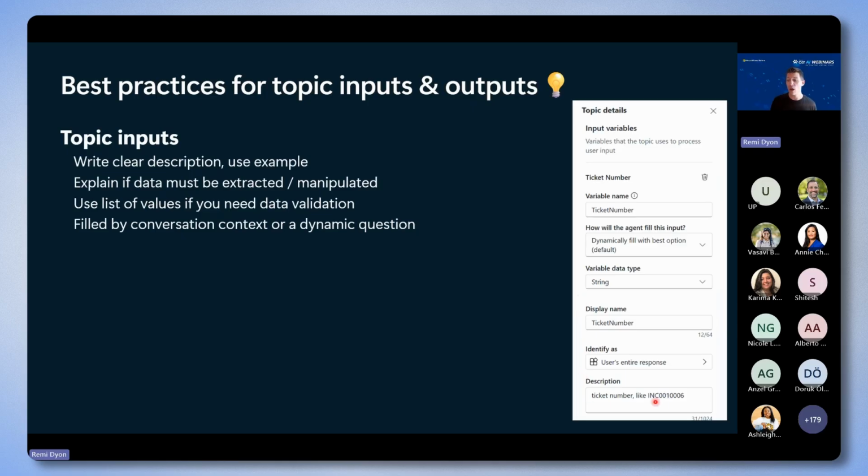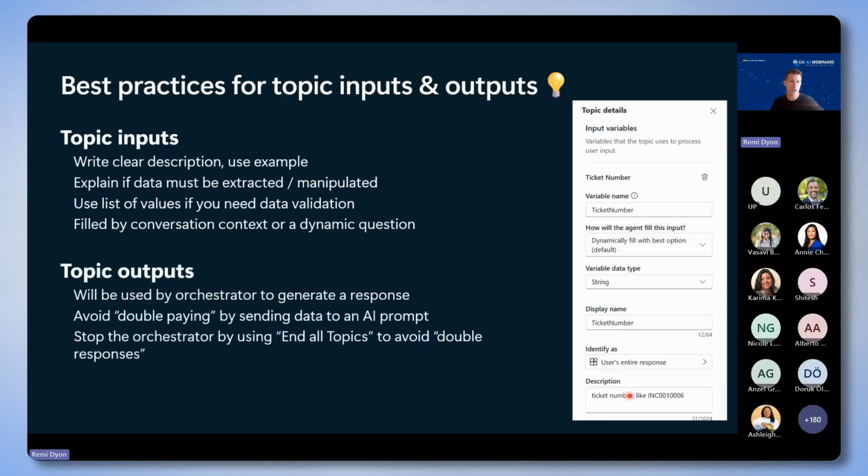You can also use examples like, "Hey, for ServiceNow, I'm expecting a ticket within that kind of formatting." We don't have custom entities right now. It's something that is not supported at the moment. We are working on it. So the identification here only uses pre-default or pre-built entities, or the entire user response, which you can combine with some instructions in the description to extract particular information. Same thing for topic output.